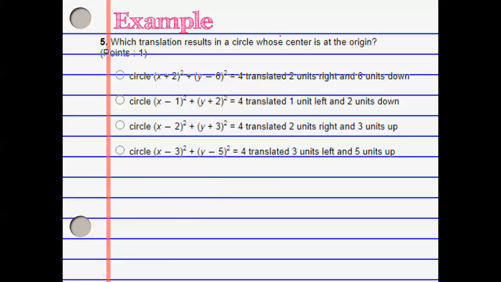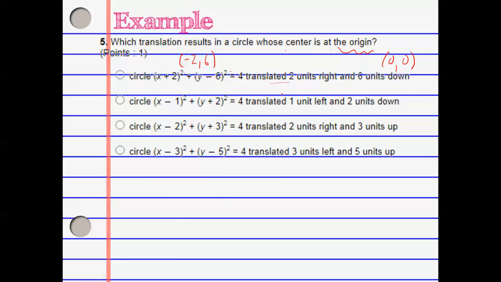This is asking which translation results in a circle whose center is at the origin. So what I want to know is which one of these translations is going to move this circle to (0, 0). Here I have a circle (x + 2)^2 + (y - 6)^2. So the center, if it's x plus 2, that means the x is negative 2, and then y minus 6 means y is 6.